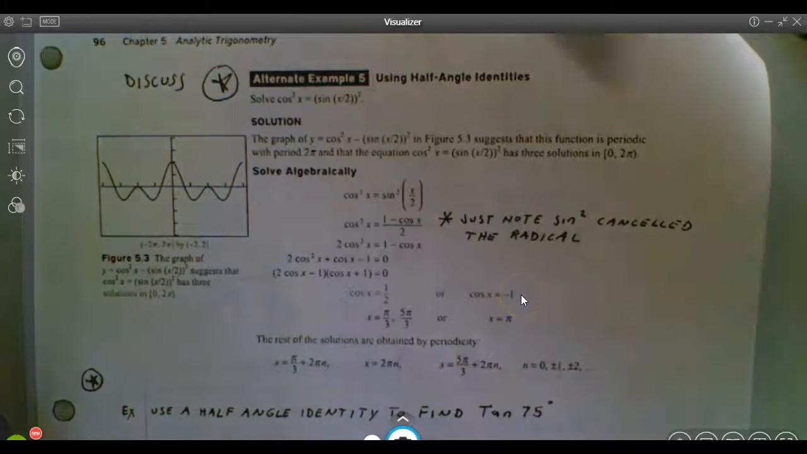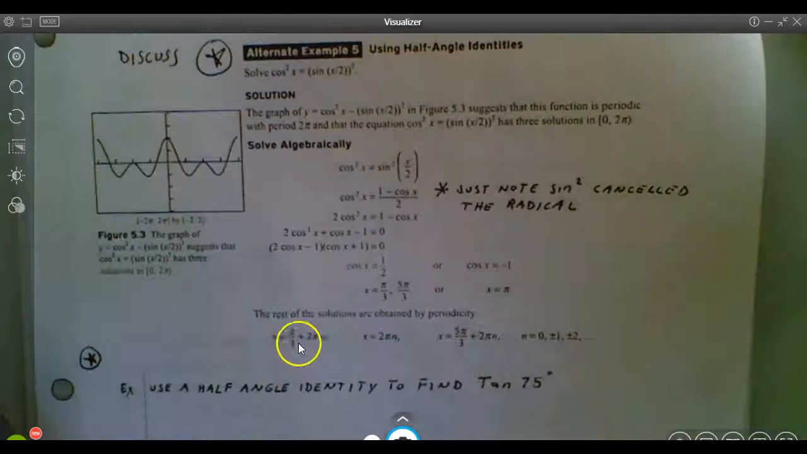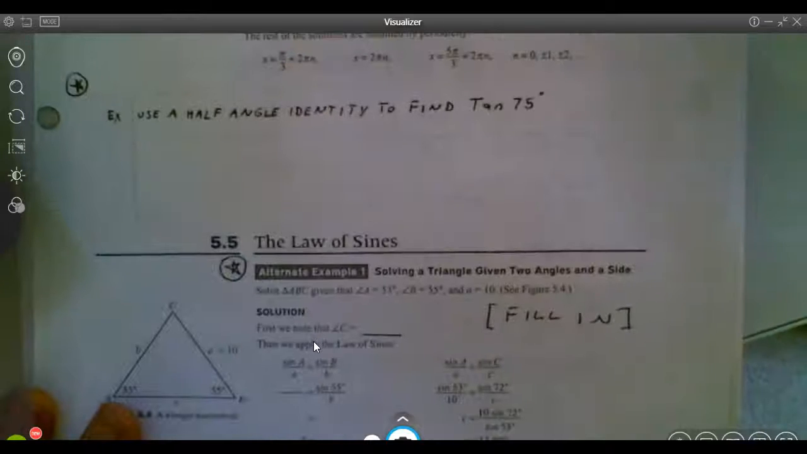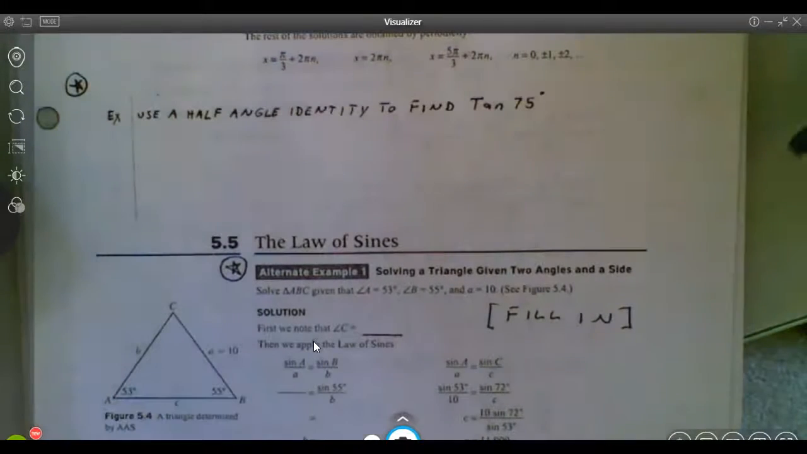So one more thing, and again, notice how they're writing the answers to this, plus 2 pi n, just to show that it does continue on. So I wanted to just show you one more thing, if you can hang on for one more minute.